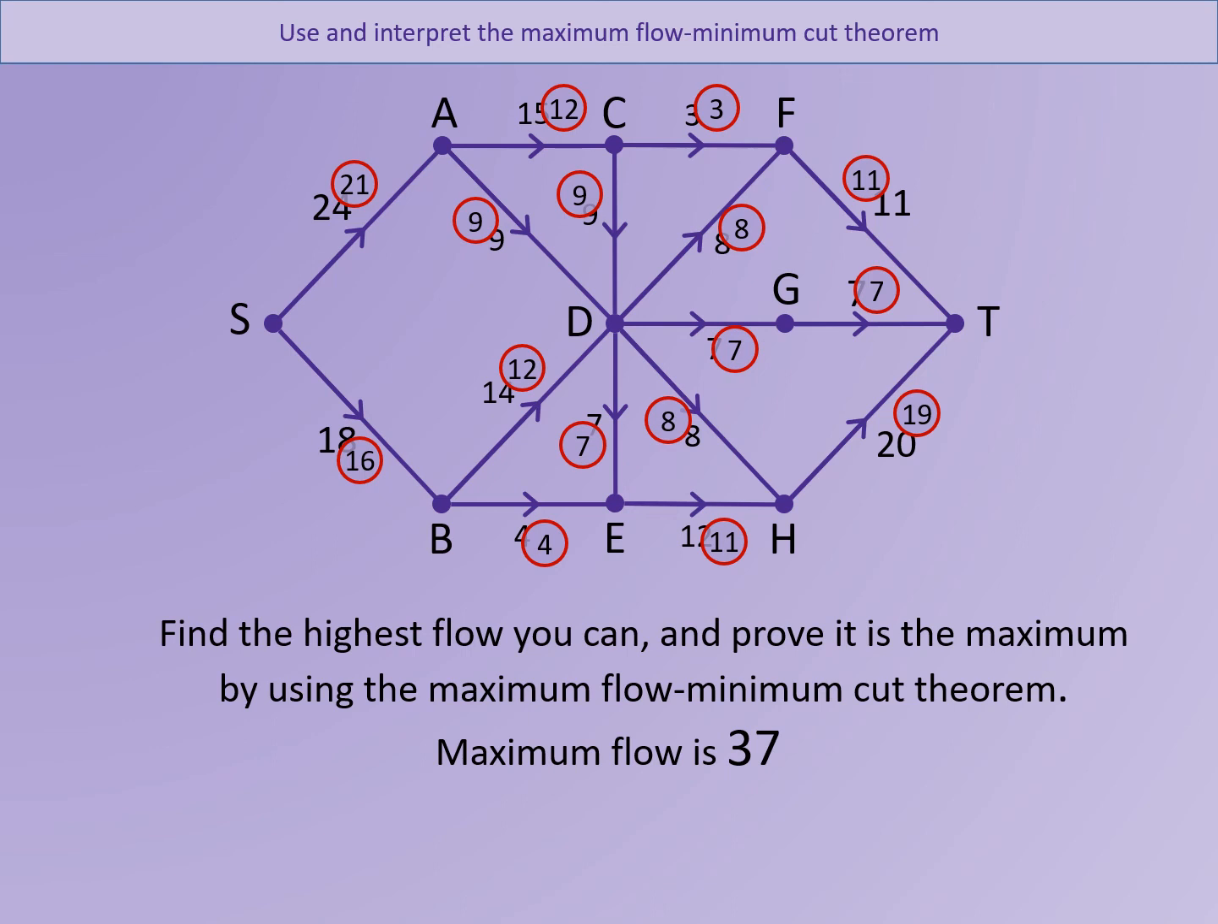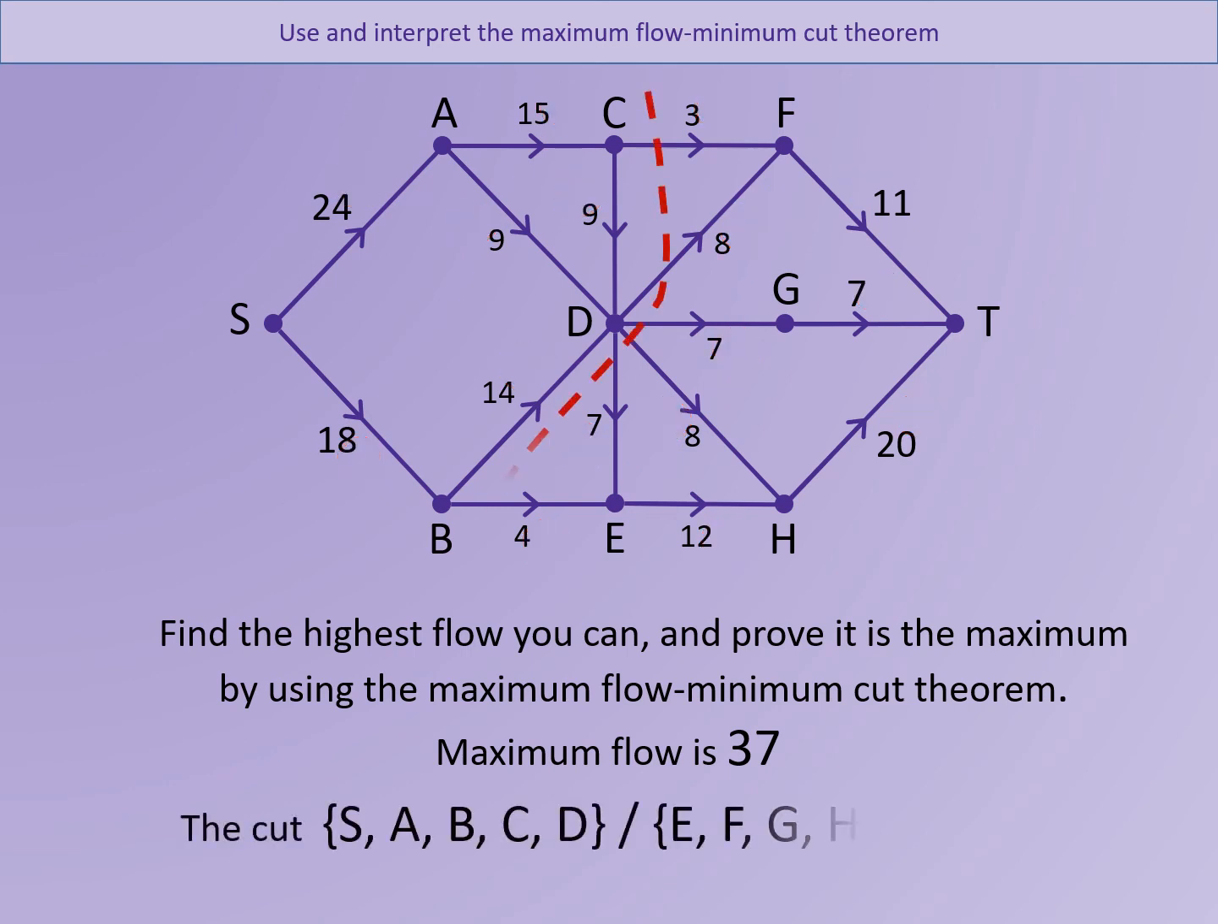A good way to look for potential cuts that will give us this is to try to travel through as many saturated edges as possible, so saturated edges that go from source to sink. So in other words, edges that cannot be increased anymore because they already have a maximum amount going through them. So just by inspection there, we can see that this cut, so S, A, B, C, D on one side, E, F, G, H and T on the other, will give us the cut value that we need, 37.